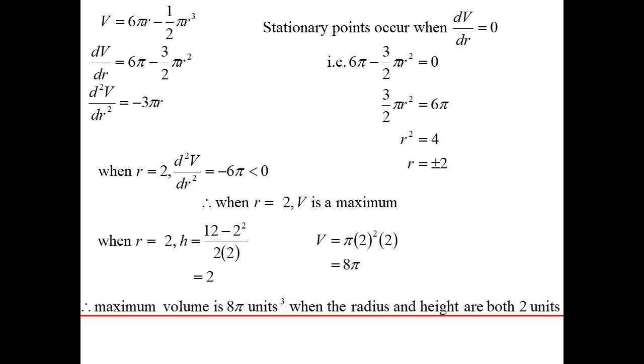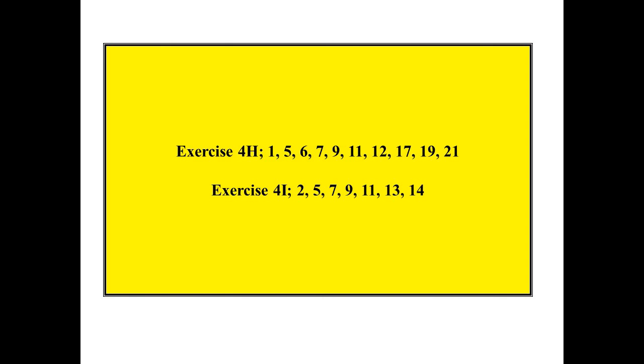So there's our answer. The maximum volume is 8 pi units cubed, and that happens when both the radius and the height are 2 units. So 4H and 4I are on all those sorts of problems, maximisation, minimisation problems.